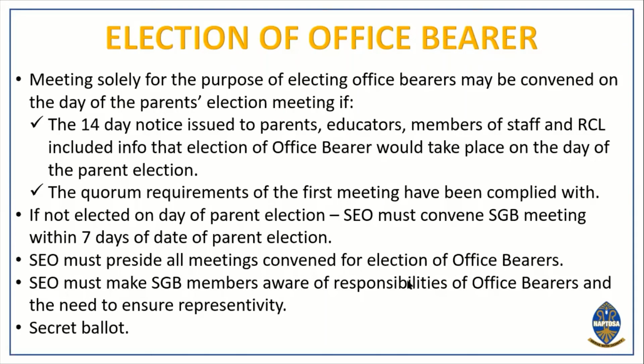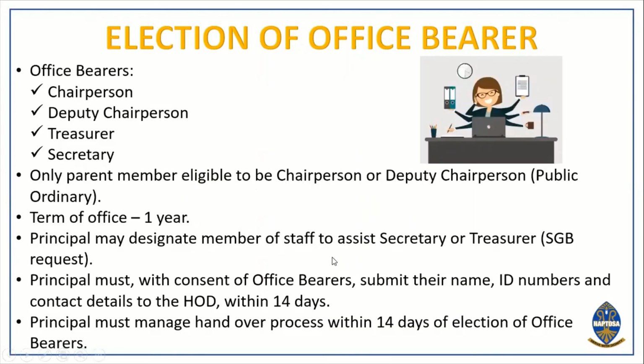And it's also a secret ballot. So it's not one of those where you sit and raise hands. It's a secret ballot. Remember, you've got those 4 office bearers that I've mentioned. Now, in a public ordinary school, only a parent member is eligible to be deputy chairperson or chairperson. Why I'm emphasizing it's only for public ordinary schools is that the same stipulation does not exist in the policy for special schools. So special schools do not limit a chairperson or deputy chairperson to a parent member only. It's only like that in a public ordinary school. It's a 1-year term of office. So every year you have to re-elect your office bearers, and every year your school electoral officer must come to that meeting and preside over that meeting.